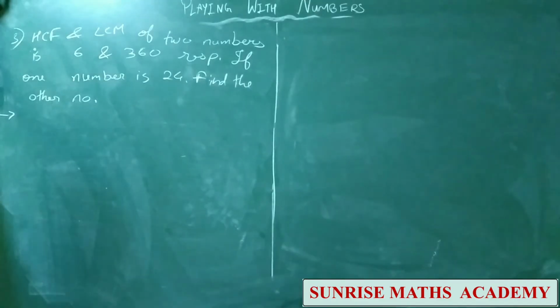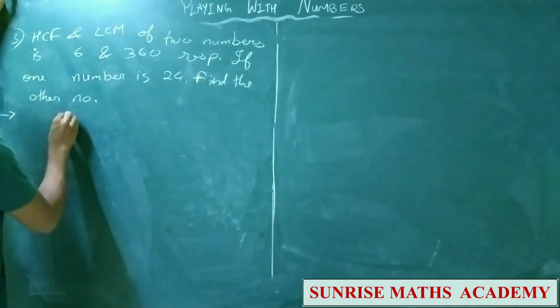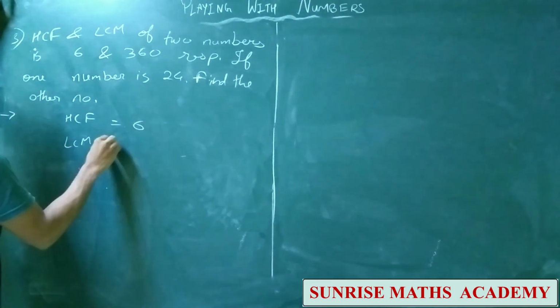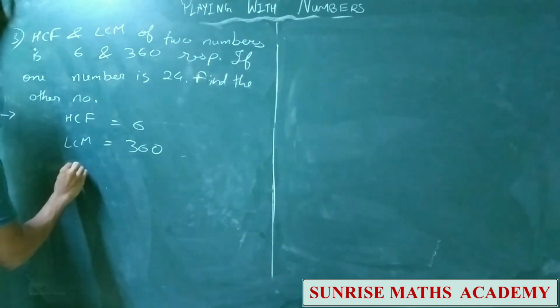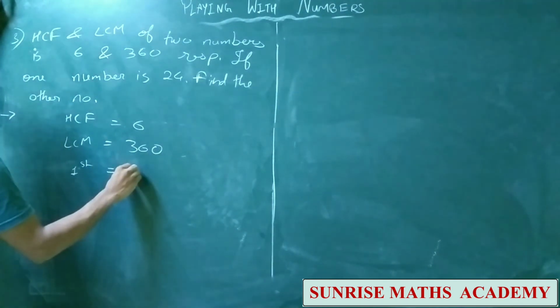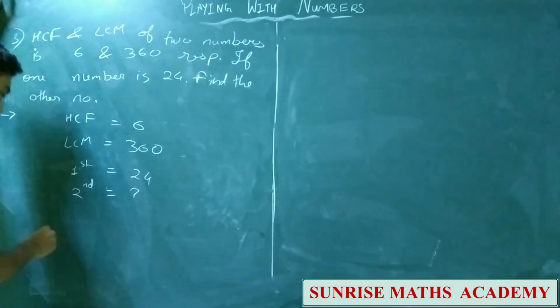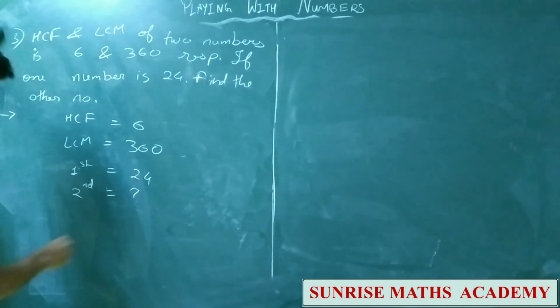Next question, we have the word problem. It is given HCF and LCM of two numbers is 6 and 360 respectively. If one number is 24, find the other number. So HCF is 6, LCM is 360. First number we can take, that is 24. Second number we have to find. So we'll use that rule or that formula.